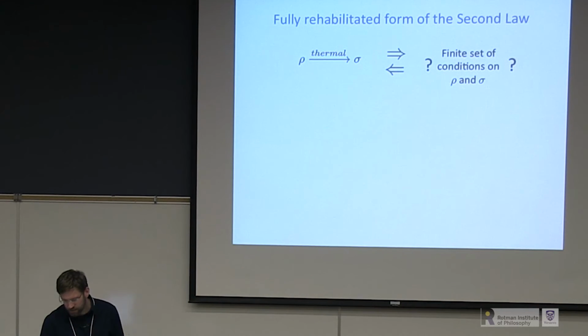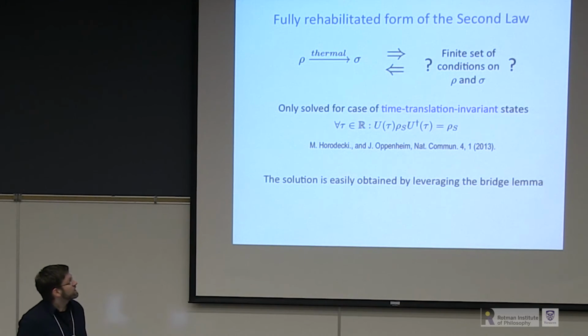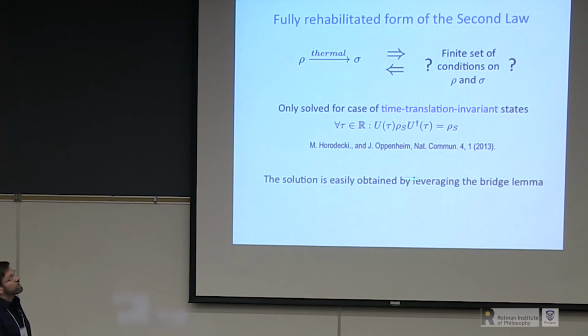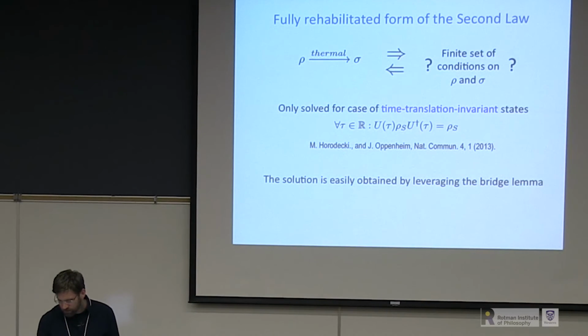Good. All right. So if you try to find a finite set of conditions that are necessary and sufficient, you'll find it's an open problem. Right now, we only have a solution for the case of the time translation invariant states. Although the solution wasn't obtained by appealing to this bridge lemma to information theory, it was first obtained by these guys in 2013. It's very easy to rederive their solution using this insight and known results in the literature. But I think I don't have time to go over the solution, even though I really like it and I need it to talk about Maxwell's demon.